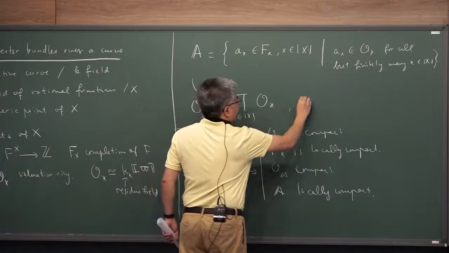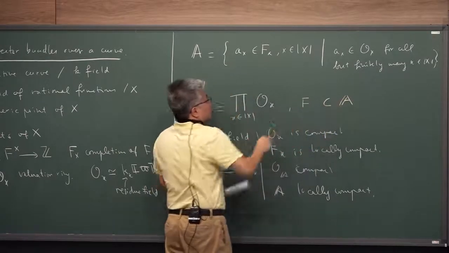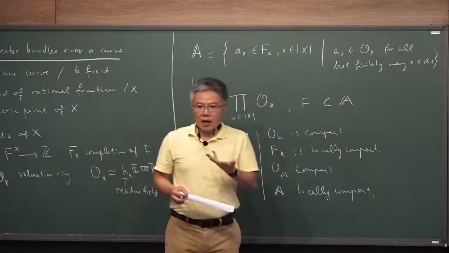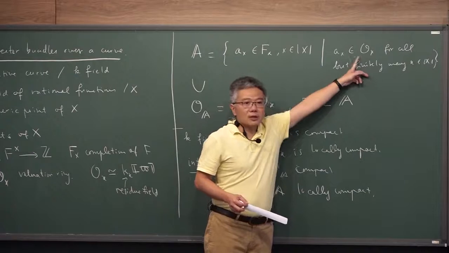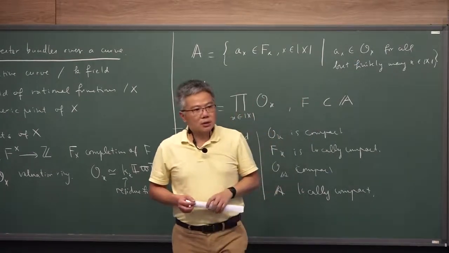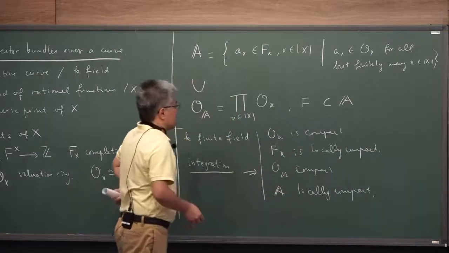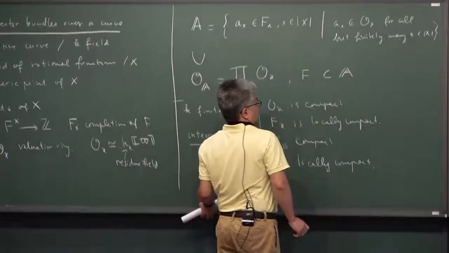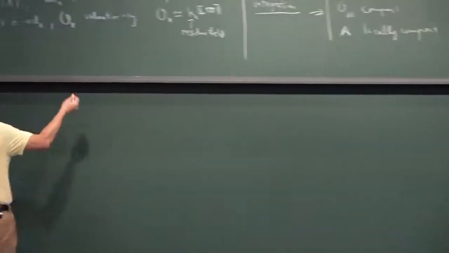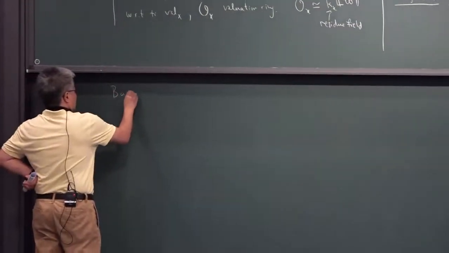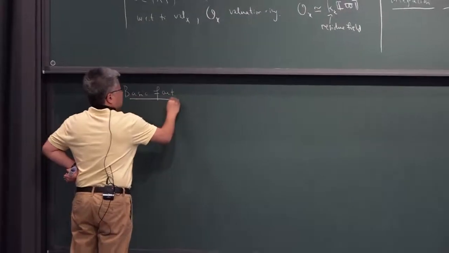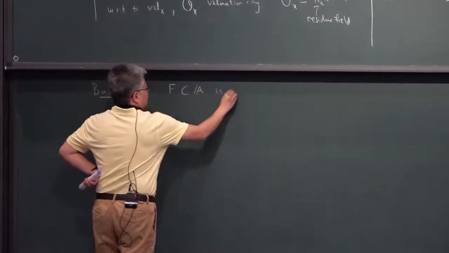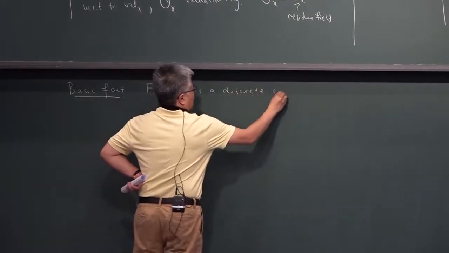But you observe that F itself is also contained in A. Any function is integral at almost every place. It may have some poles, but it's still an adele. And the basic fact in this theory of adeles is that F in A is discrete and co-compact.